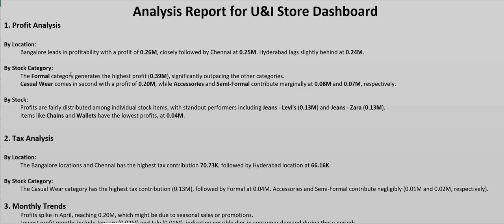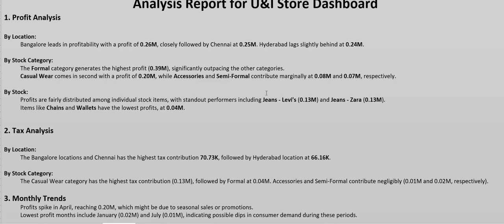According to stock category, the formal category generates the highest profit, which is 0.39 million, and casual wear comes second with a profit of 0.20 million, with accessories and semi-formal contributing marginally at 0.08 million and 0.07 million respectively.